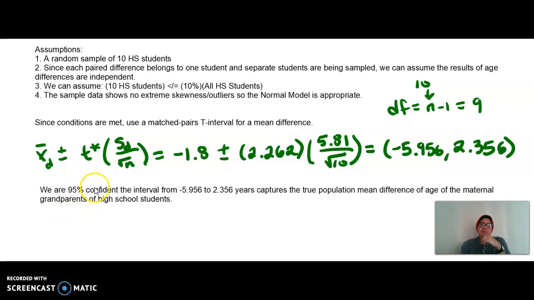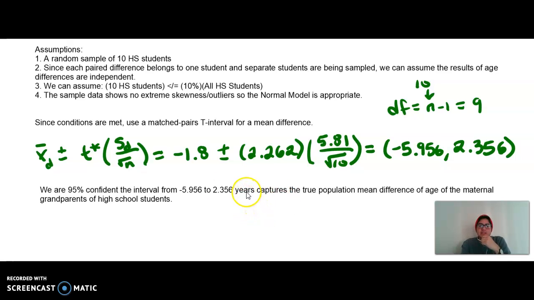Now, we are 95% confident the interval from negative 5.956 to 2.356 years captures the true population mean difference of age of the maternal grandparents of high school students. Now, we can see that this interval would include 0. So if it includes 0, that would mean that the differences between the pairs would be the same. That means there might not be a mean difference or an average difference between the ages of the maternal grandparents, but that's a conversation for another day.